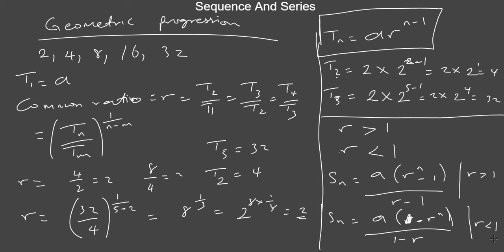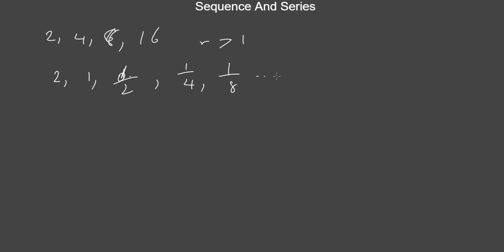Let me explain that in detail here. So look at this case. Let's look at these two scenarios. If you have 2, 4, 8, and 16, in this case, r is greater than 1. But look at the other scenario. If you have something like 2, then 1, then 0.5, that's 1 over 2, then 1 over 4, then 1 over 8, and so on. In this case, r is less than 1, right?